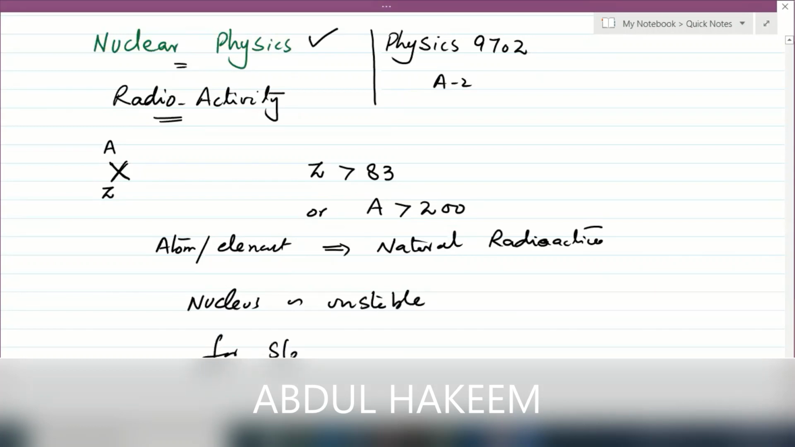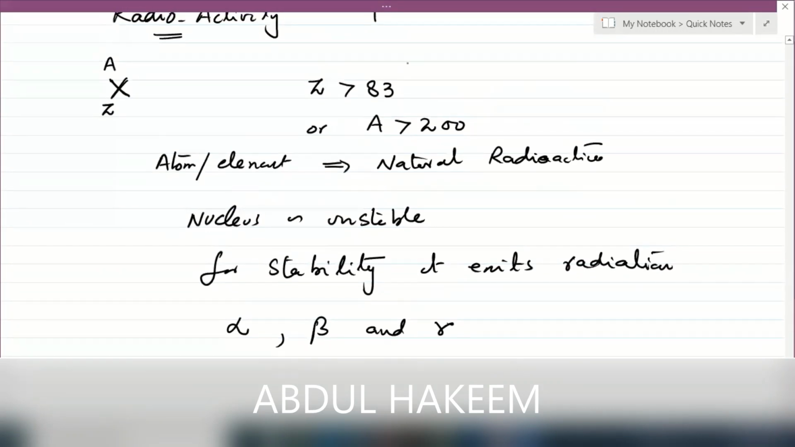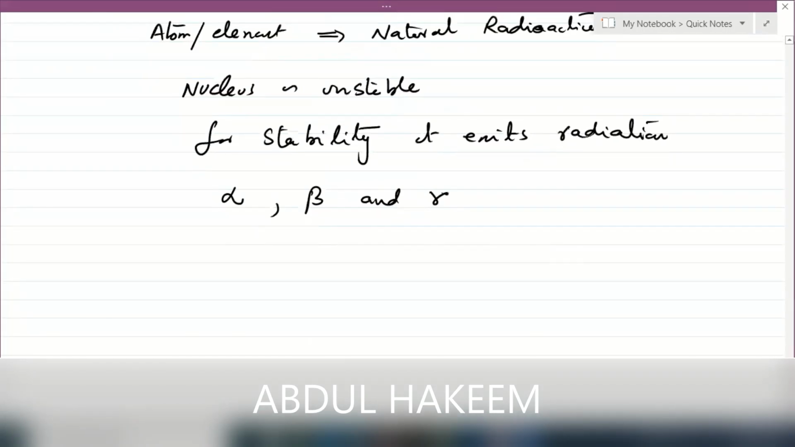For stability, it emits radiations named alpha, beta, and gamma. So when the proton number is greater than 83 and the mass number greater than 200, the atom, the element, the nucleus is unstable. It is natural radioactive. For stability, it emits radiation like alpha, beta, and gamma.